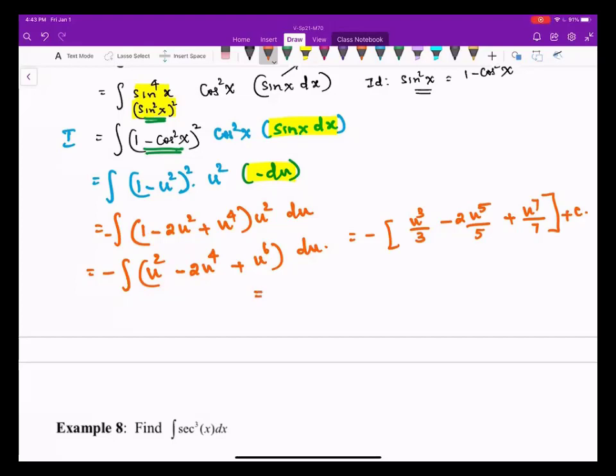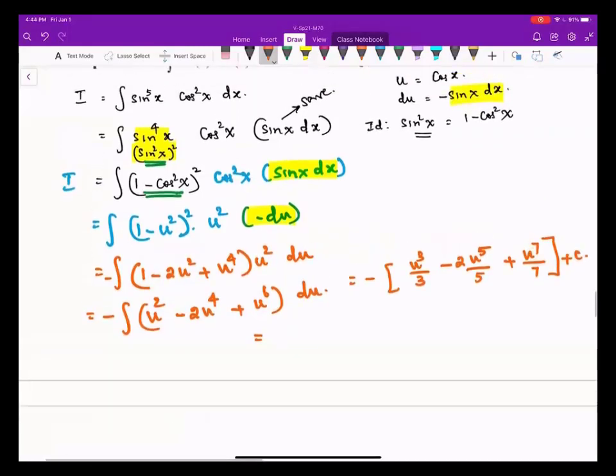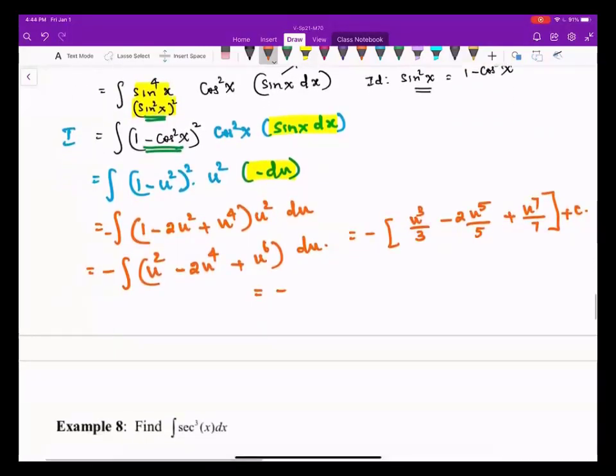So u should be written back with the original variable. We have taken u equal to cosine x. It's negative cosine cube x over 3 minus 2 fifths cosine to the power 5 x plus cosine to the power 7 x over 7 plus an additive constant.